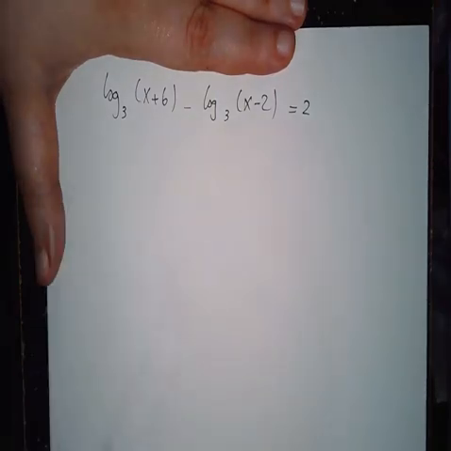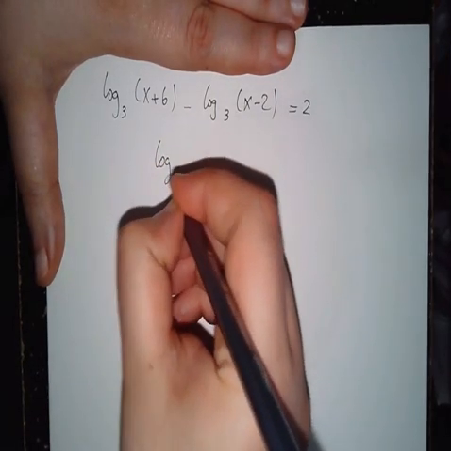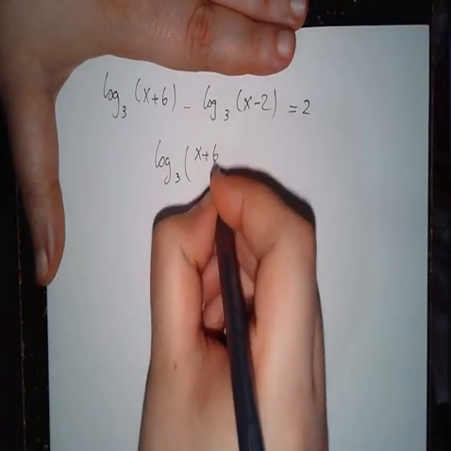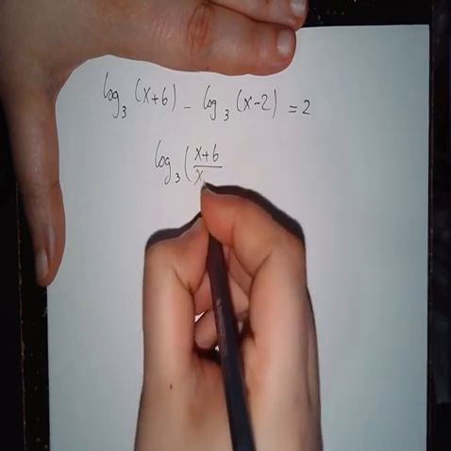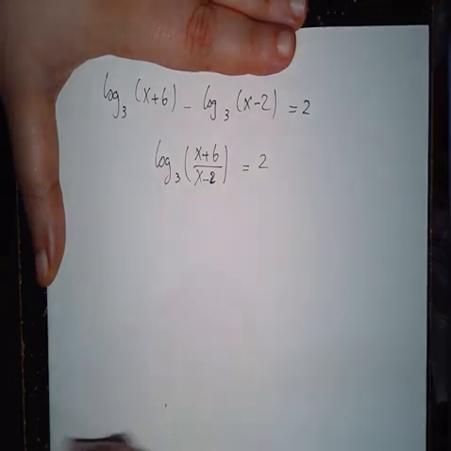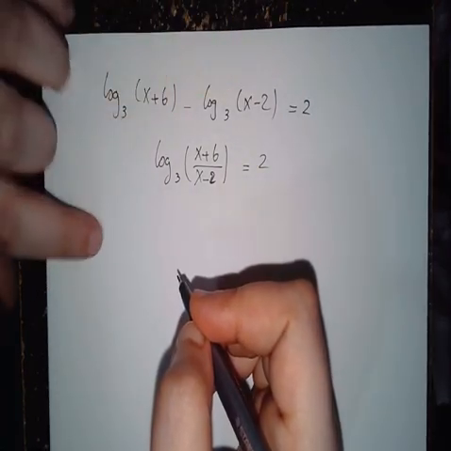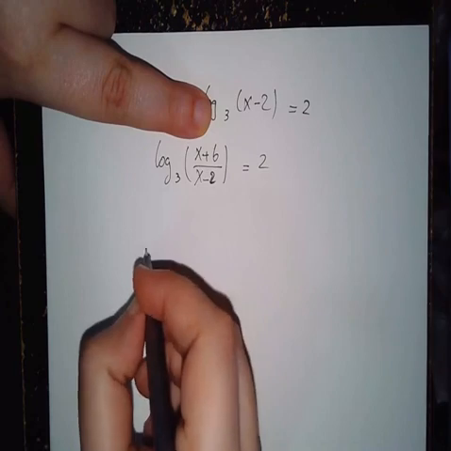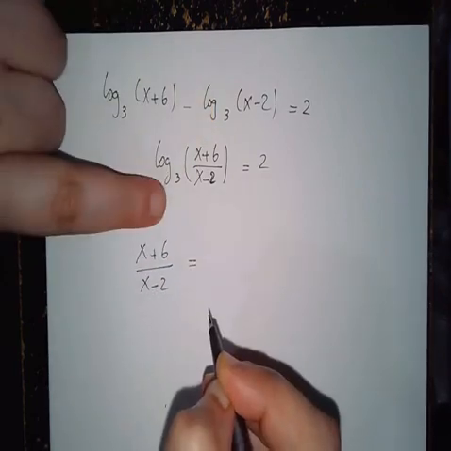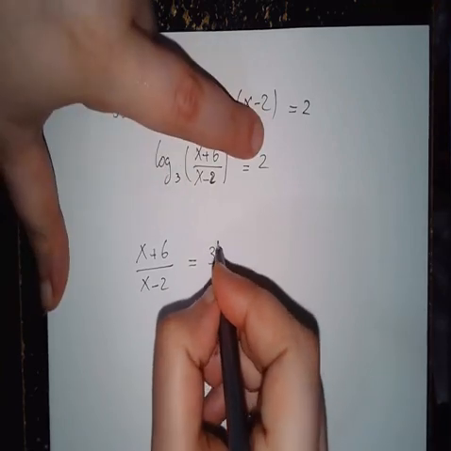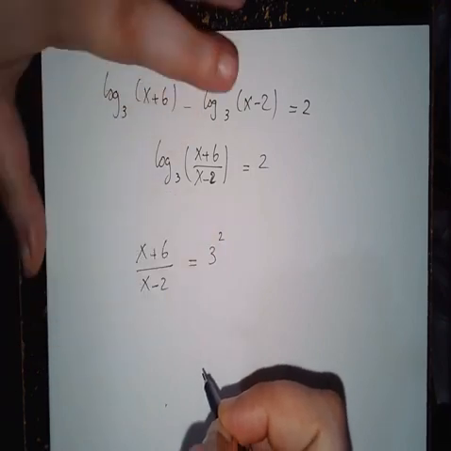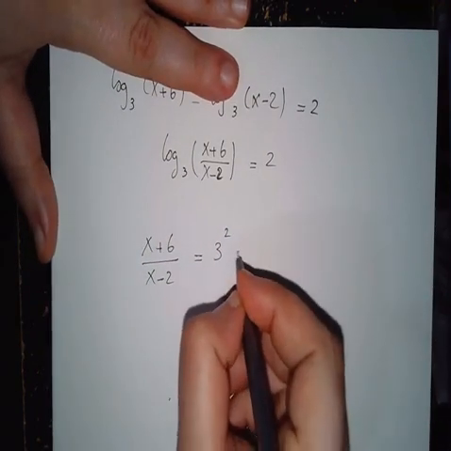So I'm going to rewrite this as log base 3 of x plus 6 over x minus 2, and it equals 2. Now I can use my trick. The trick says the inside of the log, which is x plus 6 over x minus 2, equals the base of the log, which is 3, to the power of the answer. So this fraction equals 3 to the second power, which equals 9, right?